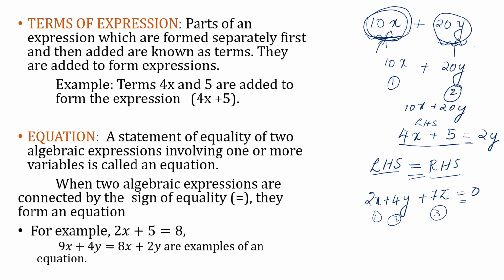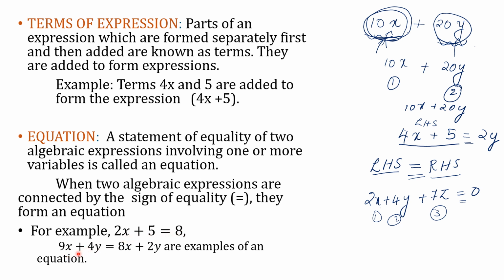So this equation part is very important. For example, 2x plus 5 is equal to 8. Here 2x plus 5 is an expression, 8 is an expression, and one equal to symbol is there. So this is an equation in one variable, only one x is there.